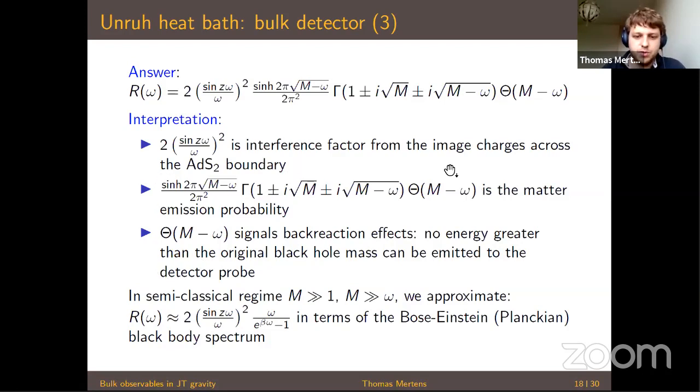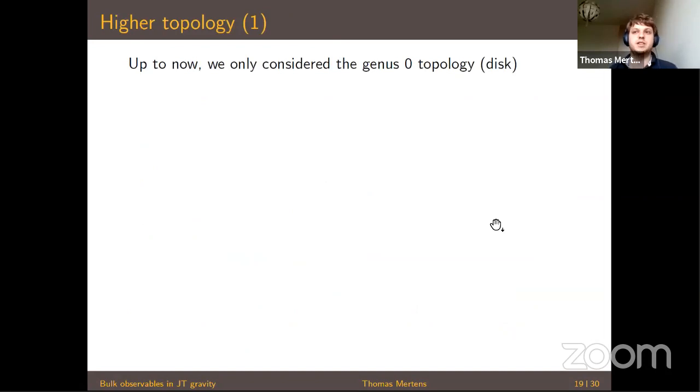And as a check on this weird-looking function that I call the matter emission probability, in the semi-classical regime, where I take a very large black hole in Planck units, and a very small energy absorption compared to the mass of that black hole, you can just use Stirling's formulas on these gamma functions, and you find that this matter emission probability reduces to the Bose-Einstein or Planckian black body spectrum. So this generalizes it by including the quantum gravity effects as defined by the Schwarzschild path integral, or the JT gravity path integral on the disk topology.